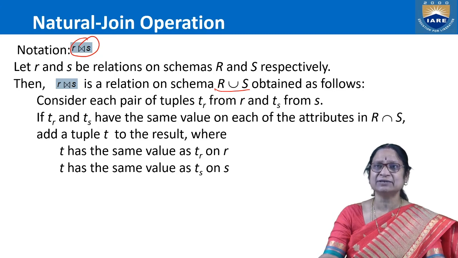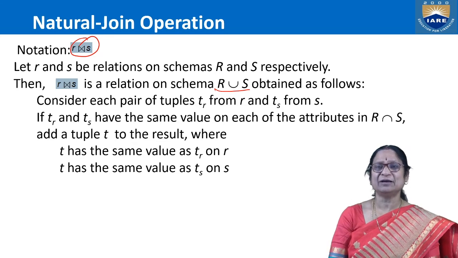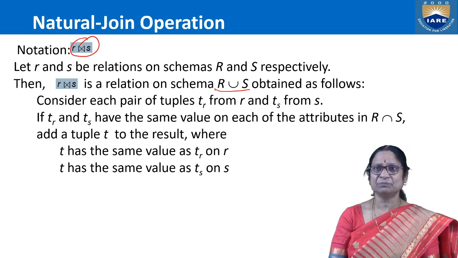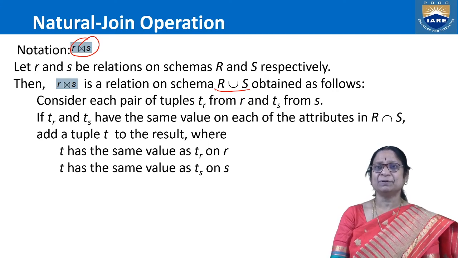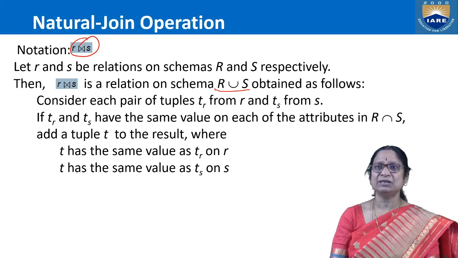Please recollect that for Cartesian product also, the structure will be R union S only. So we get the same structure, but not all tuples. In Cartesian product, each tuple of the first relation is mapped with each tuple of the second relation, and that is listed as output. But in natural join, the structure is the same as the Cartesian product, but only some selected tuples of the Cartesian product are listed.